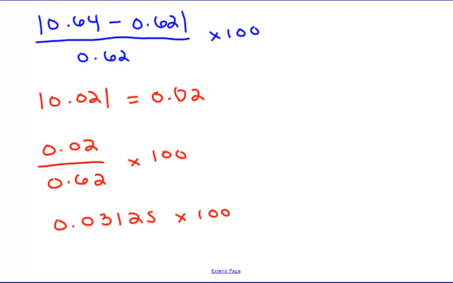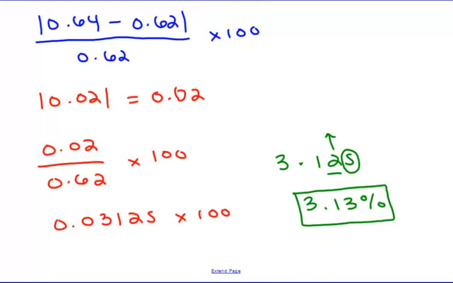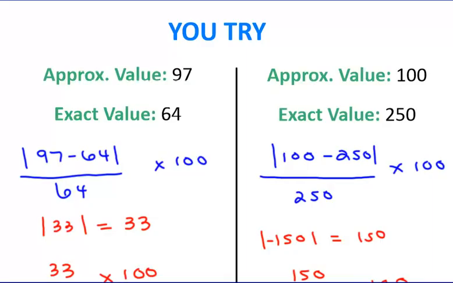And that's going to give you still a number that's a little bit too long, so we want to make sure that we round. 3.125, and we're going to round to the hundredth. This is going to tell us to go up, so we're going to do 3.13%.